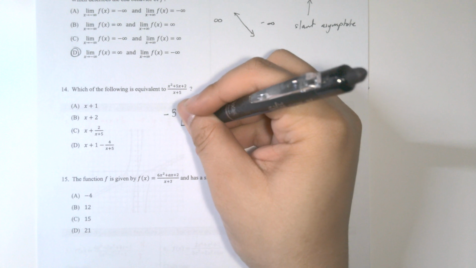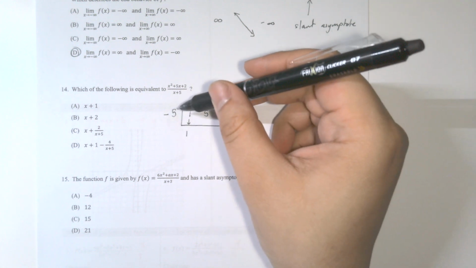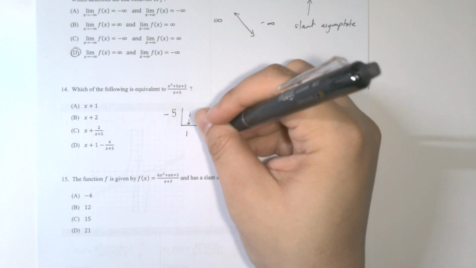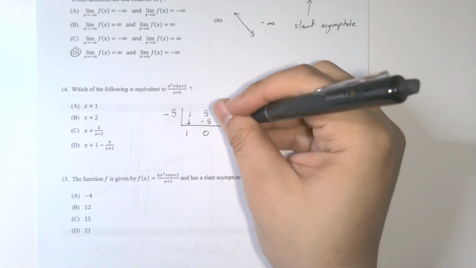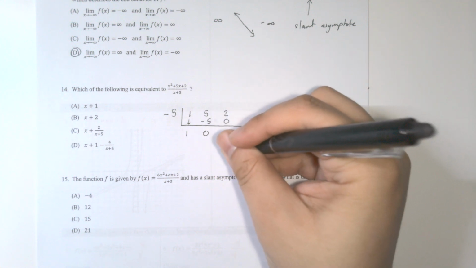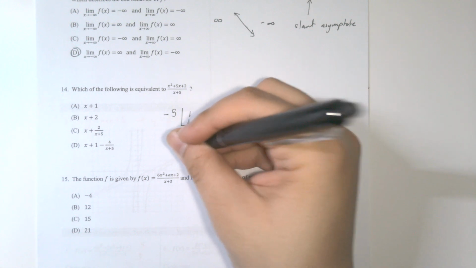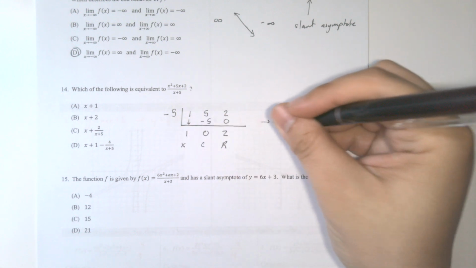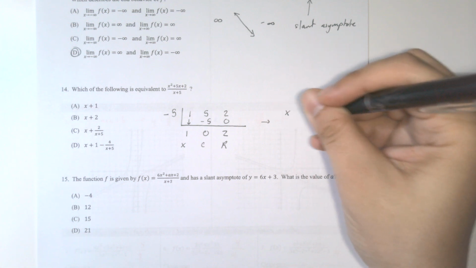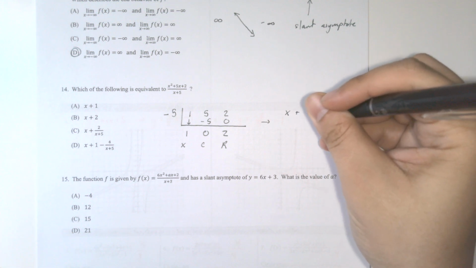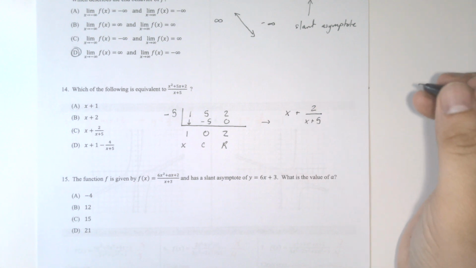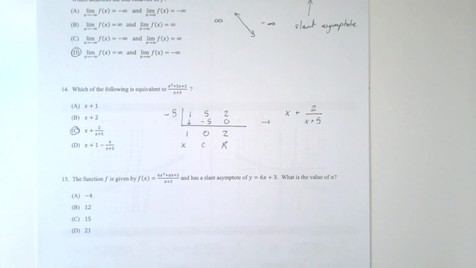And we just bring this number down. We have a 1. We have negative 5 times 1, which is negative 5. 5 minus 5 is 0. Negative 5 times 0 is 0. And 2 plus 0 is 2. This is our remainder, our constant, and our x term. And so what we get out of this is x plus 2 over x plus 5. And so our answer is C.